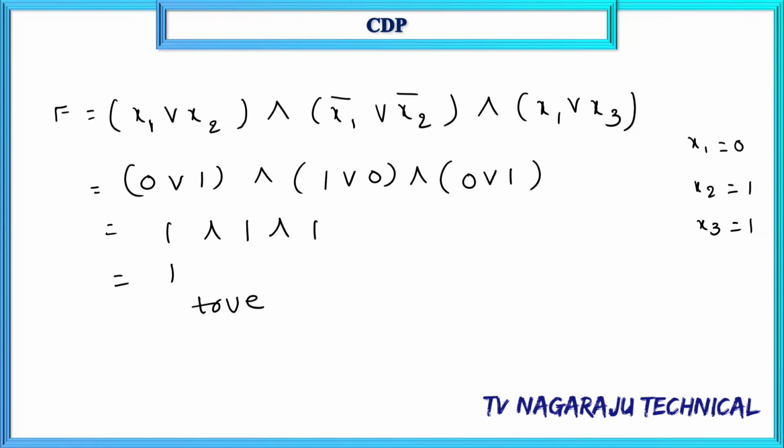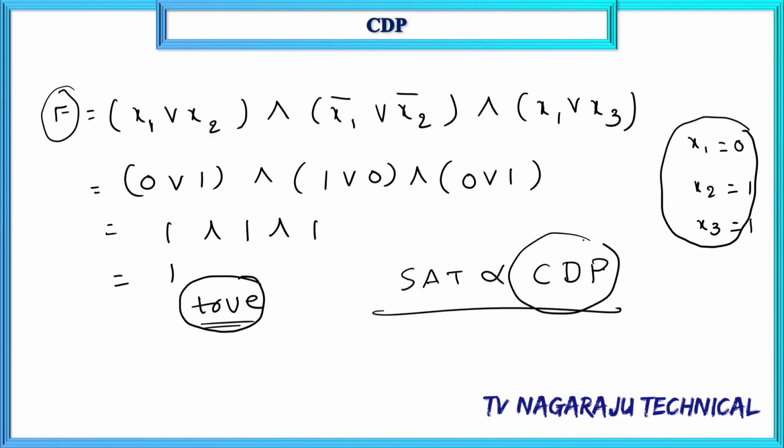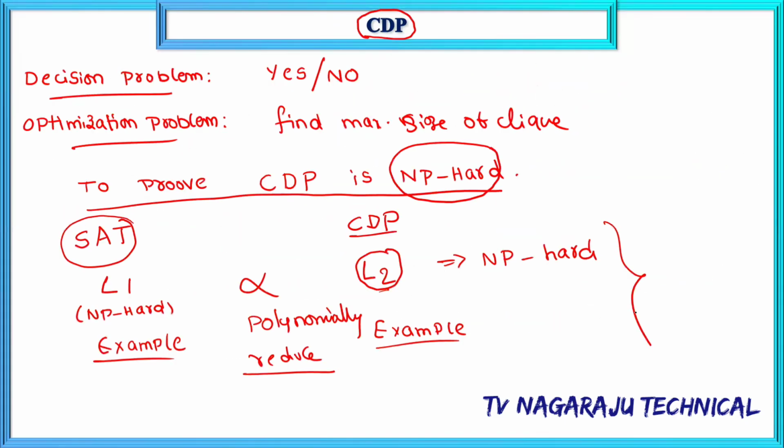Now, what is the meaning of this one? Here, we are getting a clique. For that clique, for the satisfiability problem also, the result is true. That means we can polynomially convert this satisfiability problem into the clique decision problem. That means the clique decision problem is also an NP hard problem. Clear? This is the concept of the clique decision problem.